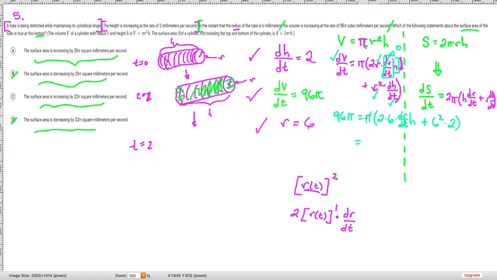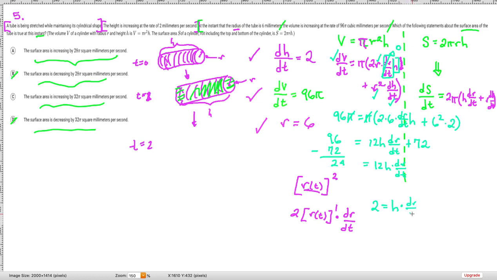And now I can cancel out the π's. 96 equals 12h dr/dt plus 36 times 2 is 72. And now I'm going to subtract this on both sides. I get 96 minus 72, 24, is equal to 12h dr/dt. And then I get 2 is equal to h times dr/dt.